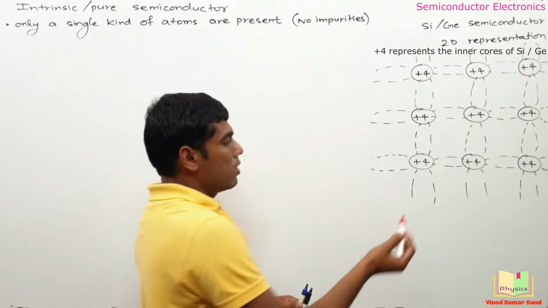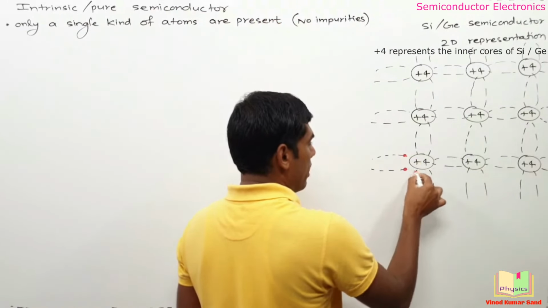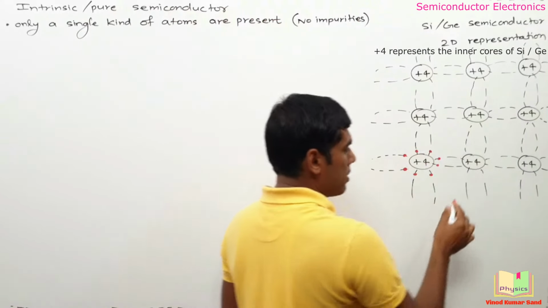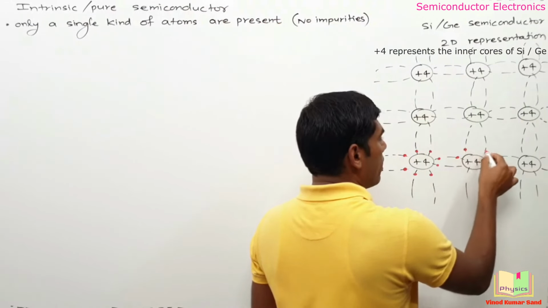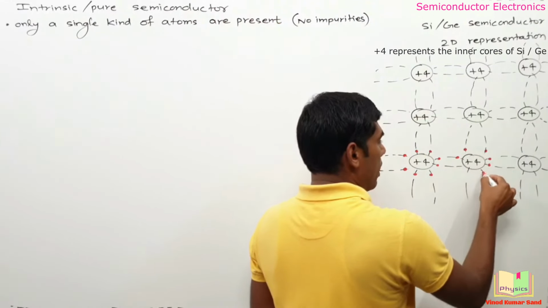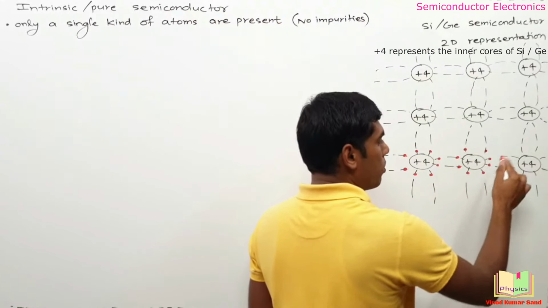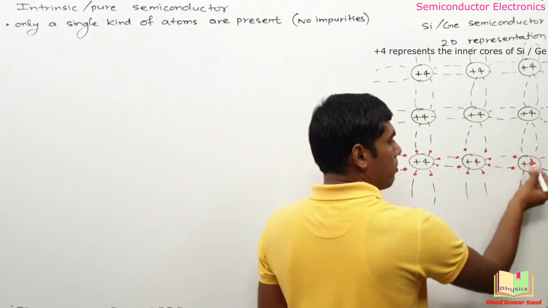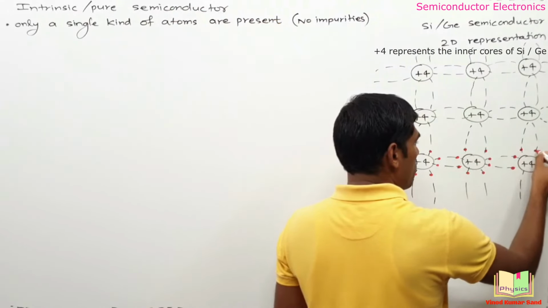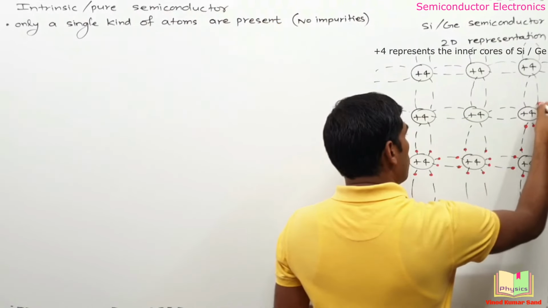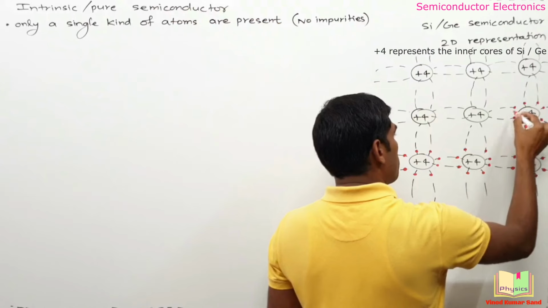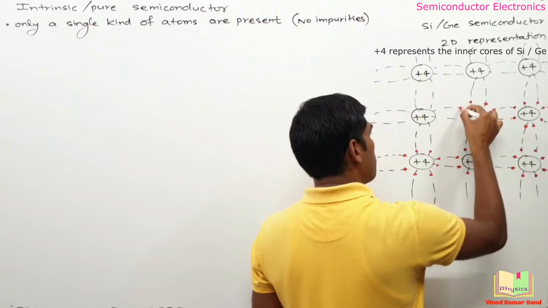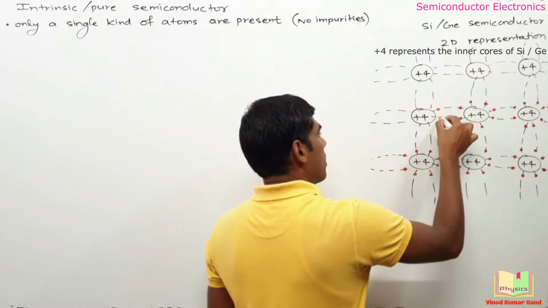Now, the outer orbit finally has 8 electrons. 4 electrons were already present and 4 every atom is getting via the covalent bonding. The covalent electrons can shuttle back and forth between the two atoms. Suppose if this electron is the covalent electron, it can shuttle back and forth between these two atoms. These small red dots are basically indicating the electrons in the outer orbit of the silicon or germanium atom. It's a simple crystal lattice structure.